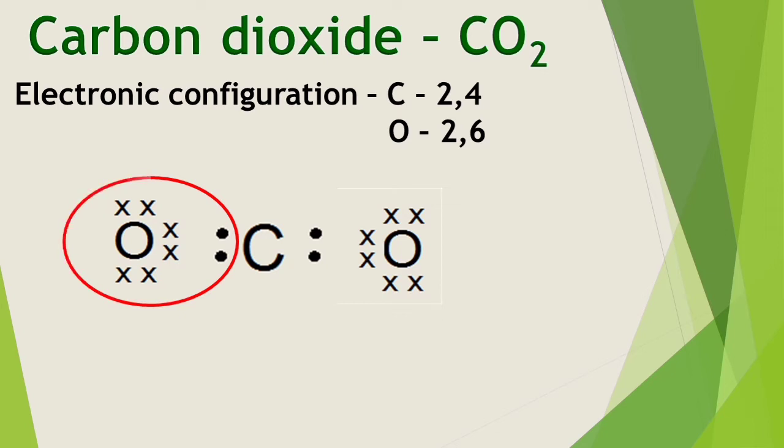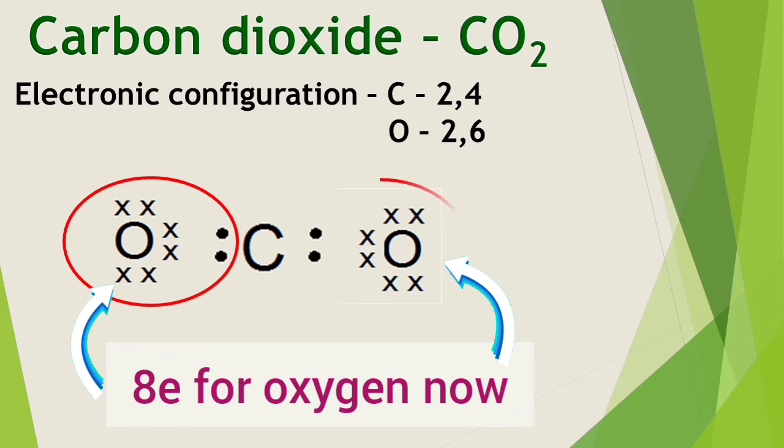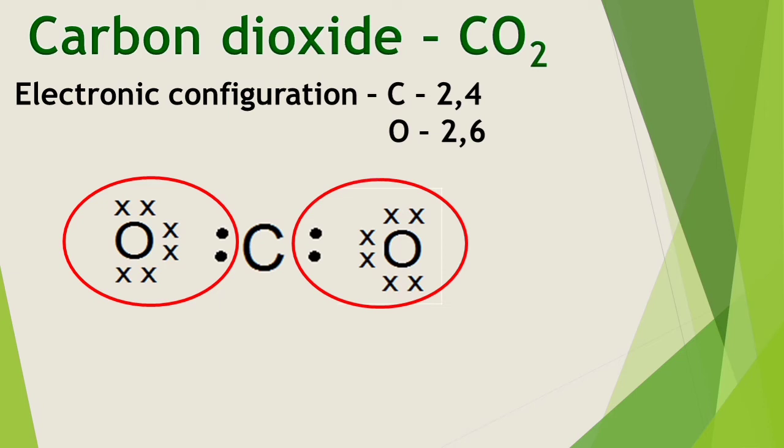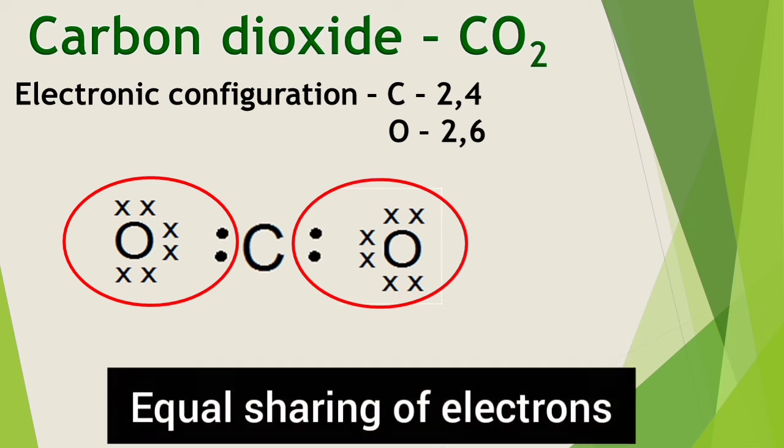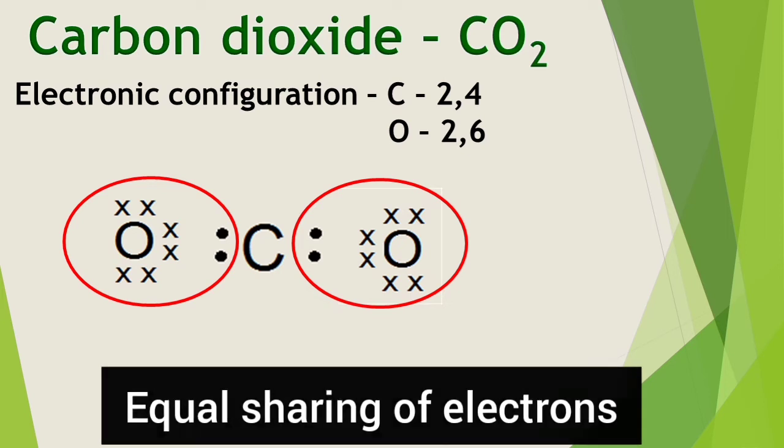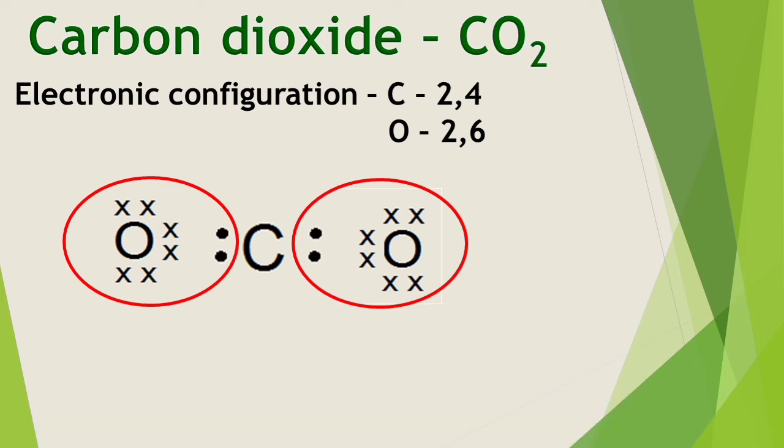Now, carbon shares 2 electrons with one of the oxygens and 2 electrons with the other oxygen. So, if you see, oxygen atoms have completed their octet. We have already learned that there is always equal and mutual sharing of electrons. So, if oxygen has received 2 electrons from carbon for sharing, then it will also give back 2 electrons to the carbon atom. So, you can see that we have drawn circles to represent this bonding.